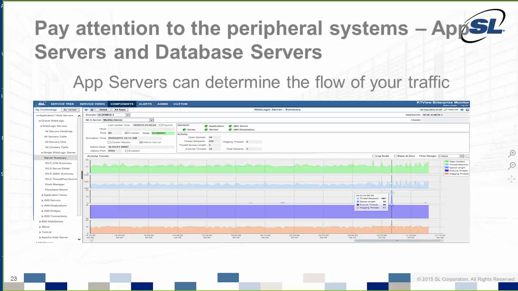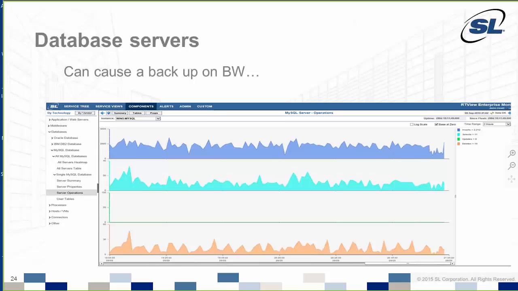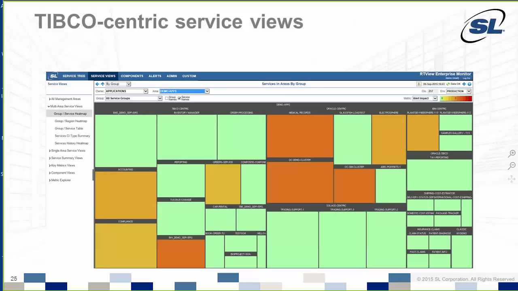Okay, we're all experienced with this, right? Normally, first area to get blamed is middleware, and generally speaking, it's not middleware. It's going to be one of these peripheral systems. And so it's good to keep an eye on these systems. It's good to be able to call the application group or the database group and say, are you aware that this is happening? So database systems, of course, can cause a backup on BW. This can have a knock-on effect to EMS.